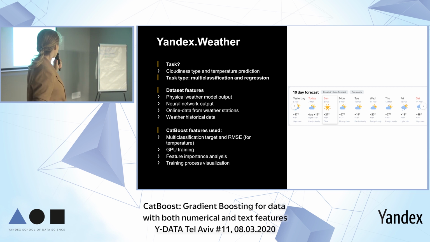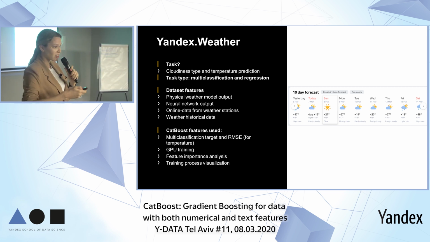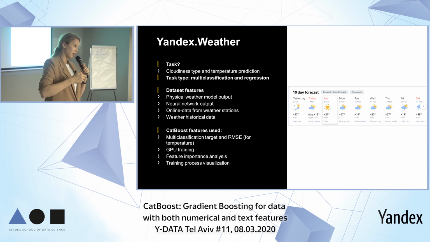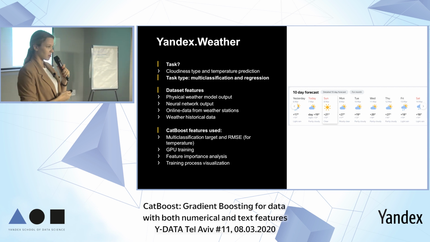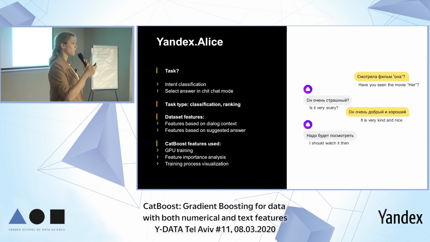Also, Yandex has a weather prediction service. Here on the slide, you see prediction of weather for Tel Aviv for today and for this week. And we use CatBoost to predict temperature, wind direction, cloudness, pressure, and all the stuff. So for everything, you have your own gradient boosting model. It's also used in our personal assistant for different things.